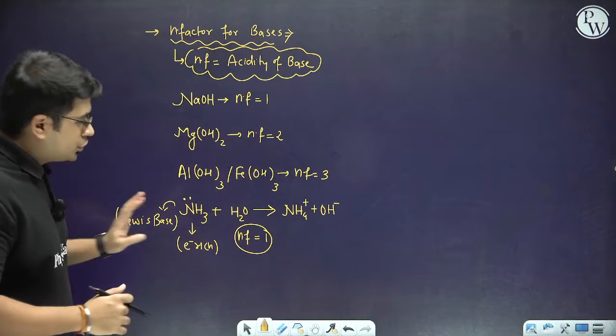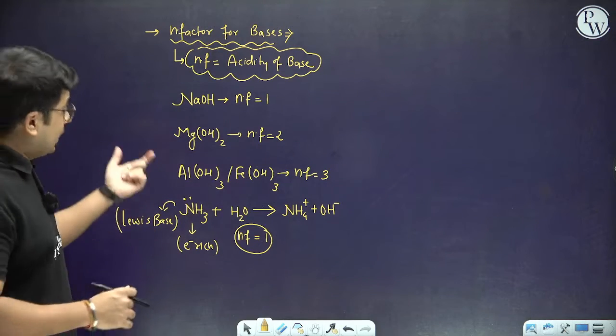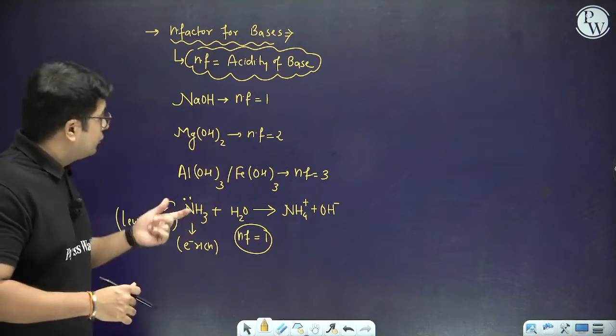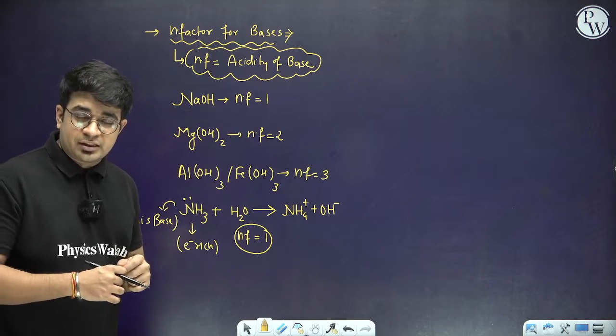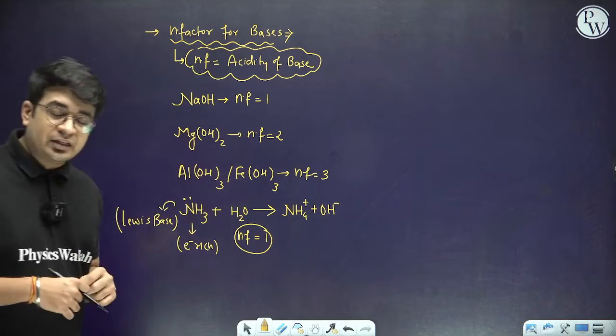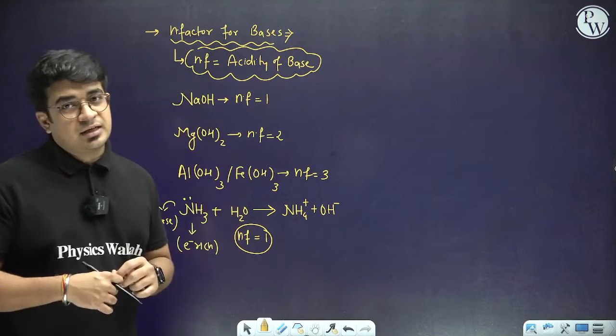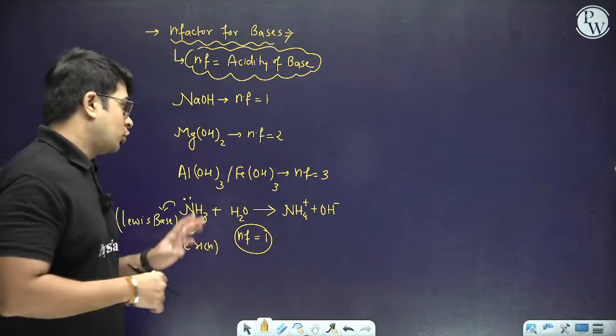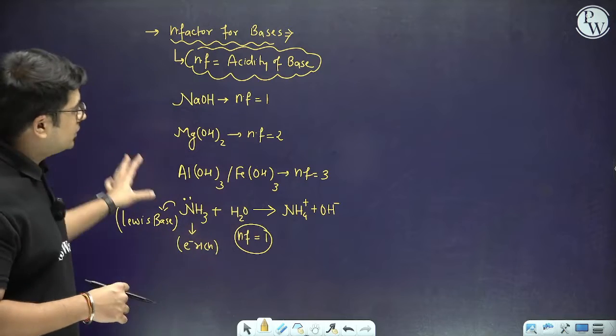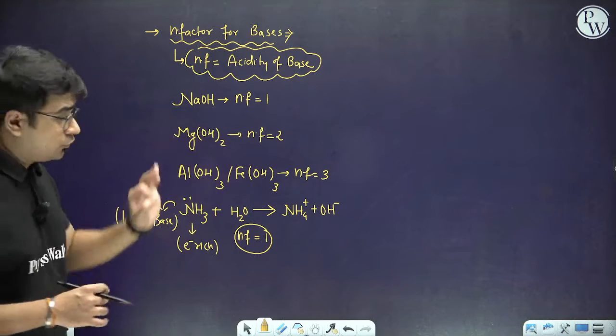This is the basic portion related to the entire topic. Again, that depends upon the type of reaction. For example, in case of Mg(OH)2, if only one OH negative is given in the reaction, then its N factor will be 1. If both OH negative are utilized, then N factor will be 2. I hope this part is clear. Just have a look at the basic idea about N factor for bases.